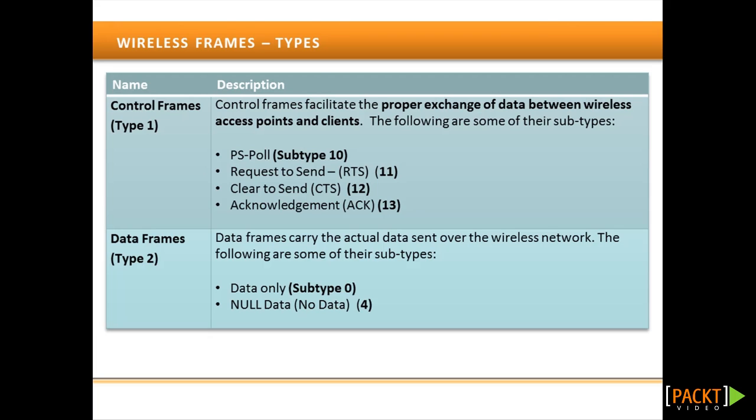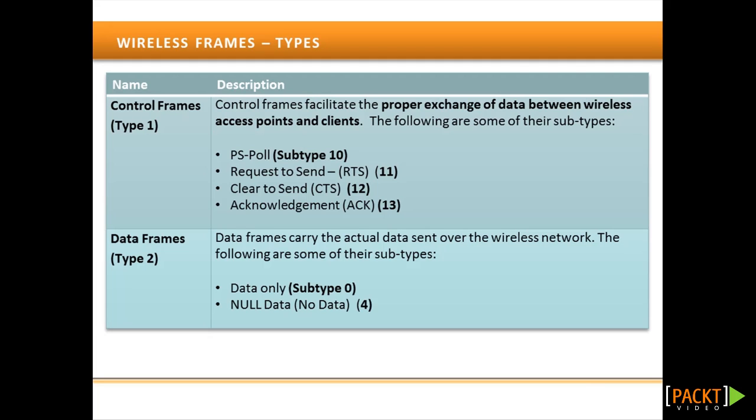Next are the Request to Send, RTS, or Clear to Send, CTS, frames, which are used to reduce collisions in the wireless air medium. Finally, an ACK frame is used by the receiver to acknowledge to the sender that it has received the packet correctly. Next are data frames. Data frames carry the actual data sent over the wireless network. The following are some of their subtypes.